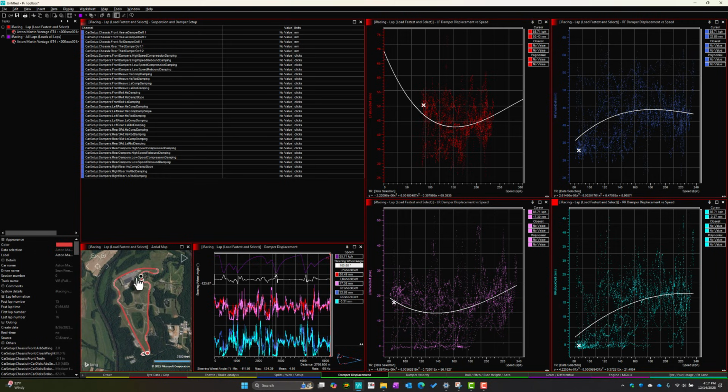Now, in this particular worksheet, we've got the list of settings. We've got your track map, so you know where you were on the track. Down here, we've got some fairly fundamental channels: steering angle, speed, and then shock deflection. This is basically how much the shock is moving, up or down on its stroke, and we see those values here.